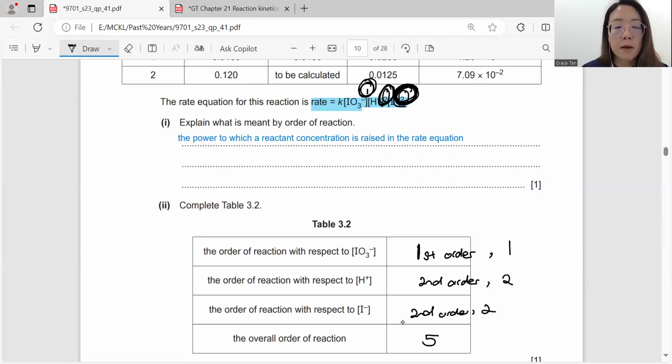That's it. I hope this video can tell you what is the rate equation, what is the rate constant, what is the order of reaction, what is the overall order of reaction, and how increasing temperature increases the rate constant and eventually increases the rate.